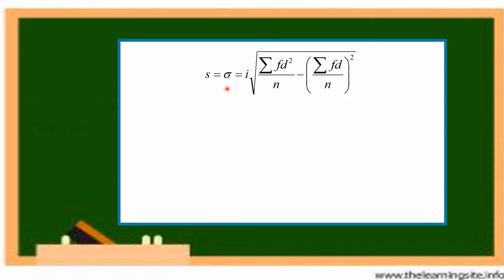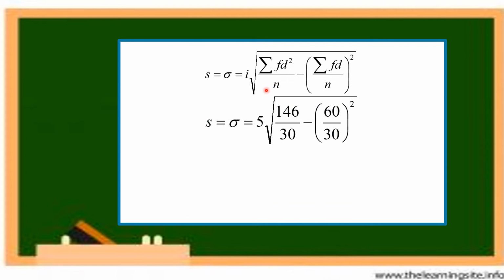The formula in finding the standard deviation is I times the square root of summation of FD squared over n minus the summation of FD over n squared. What is our I? Our I is 5. How about the summation of FD squared? The summation of FD squared is 146. What is our n? Our n is 30. Summation of FD is 60. Again, our n is 30.